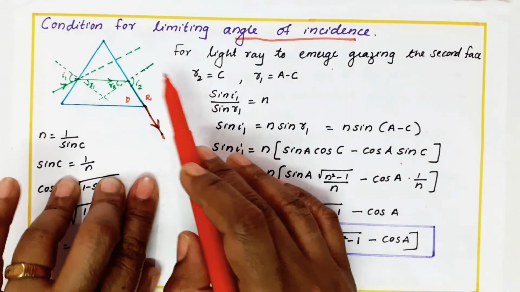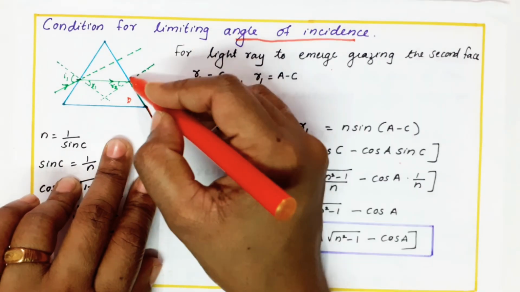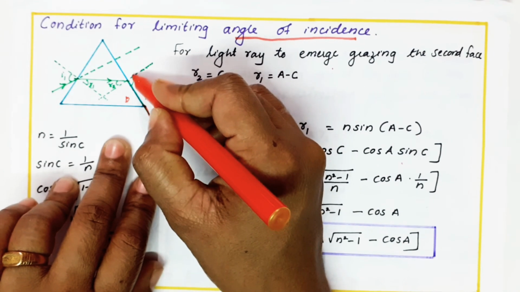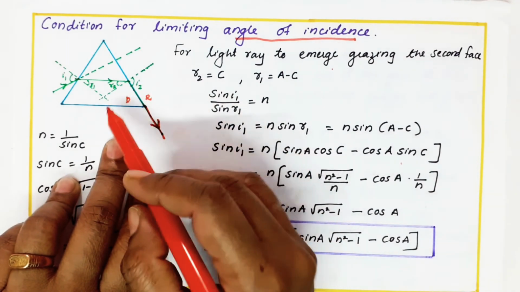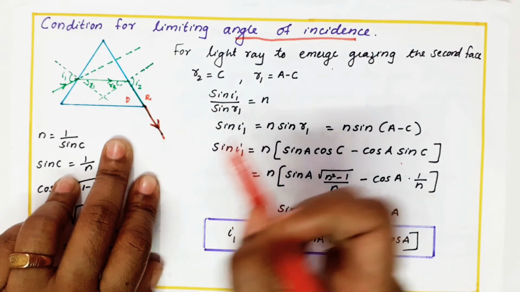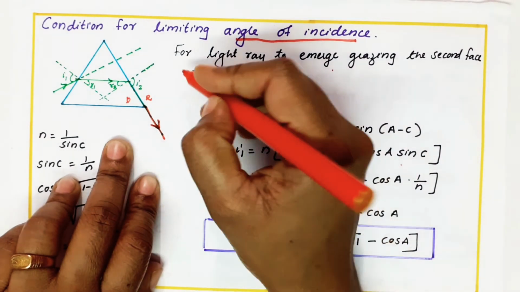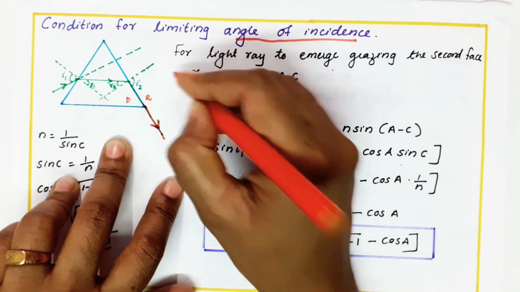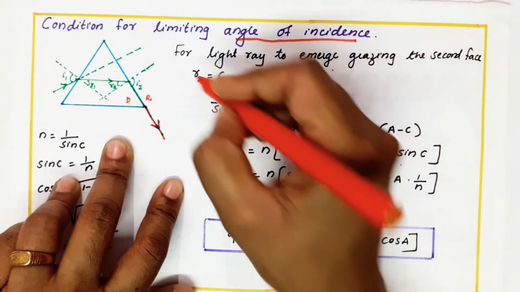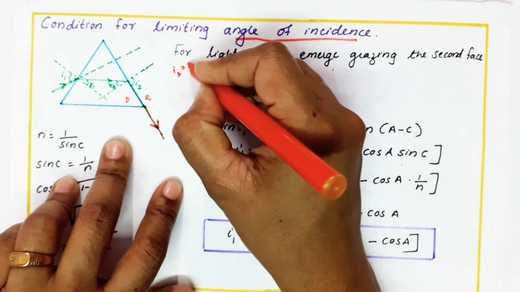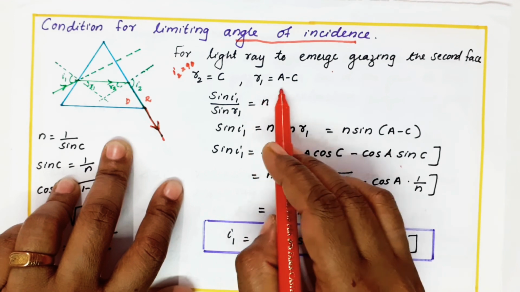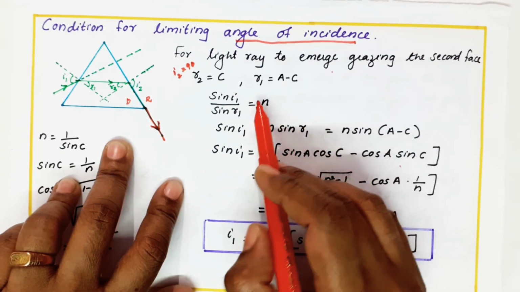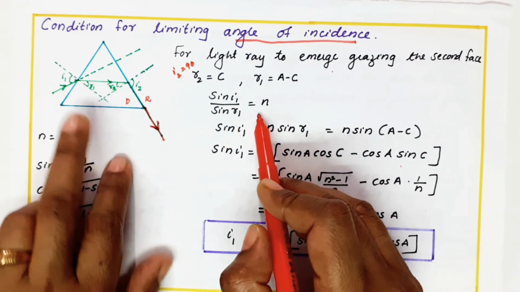Critical angle condition means that if the ray is grazing through the surface, this should come as 90. Your I2 should come as 90. If I2 is 90, what should be R2? R2 should be equal to C. So in this case, the emergent ray grazes along the second surface, I take I2 as 90 and R2 as C. So what should be R1? A minus C. Then I apply Snell's law.